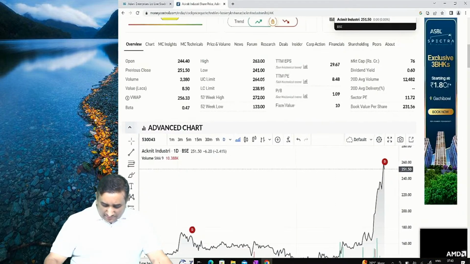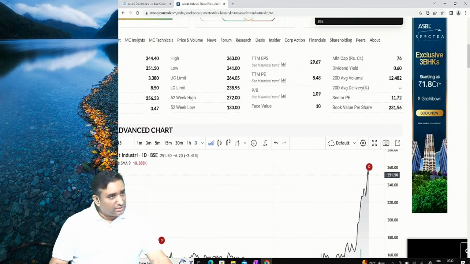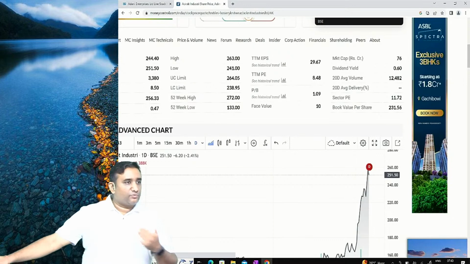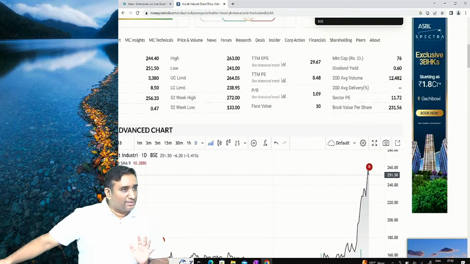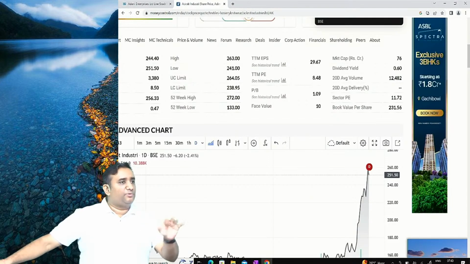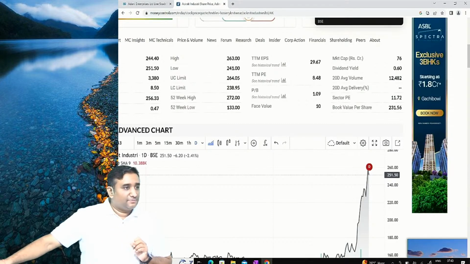Look at the book value per share, 231. Results of this quarter have not come till now, which means this book value was from March. It is still valid, 231 point something. The price was 170, you can imagine. 170 divided by 231, what was the P by B? 0.7. It was showing me two things: either this company is undervalued, or there are no growth opportunities in this company.